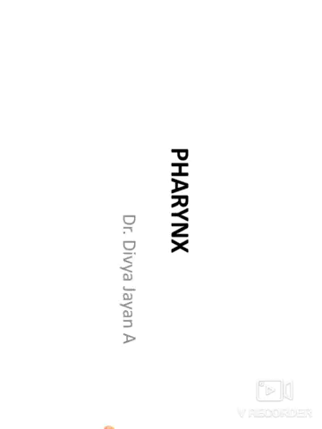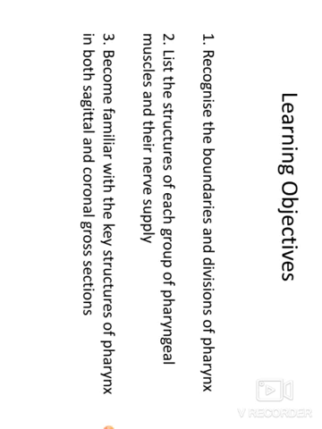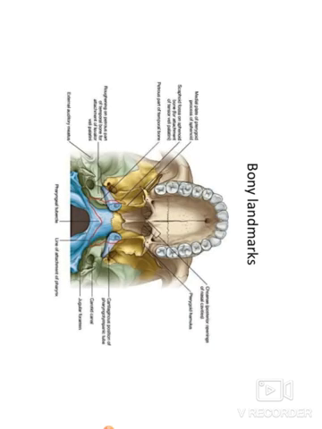Yes. Hello everyone. In this section, I'll discuss the anatomy of the pharynx. Coming to the objectives, first we want to recognize the boundaries and divisions of the pharynx. Then we want to list the structures of each group of pharyngeal muscles and their nerve supply. Then at the end of the section, you will become familiar with the key structures of the pharynx in both sagittal and coronal sections.